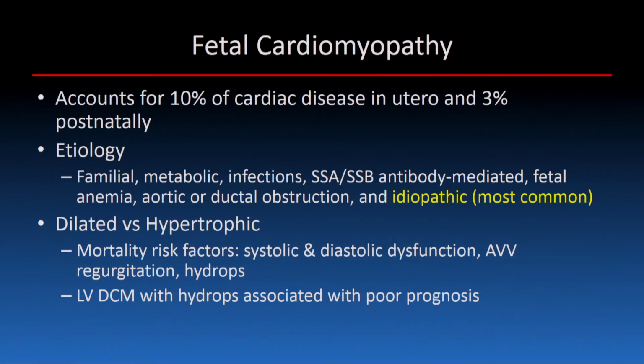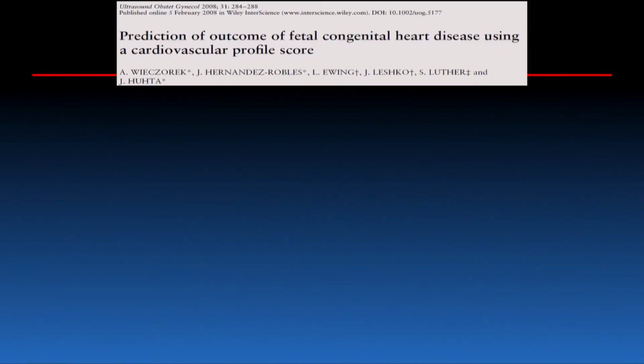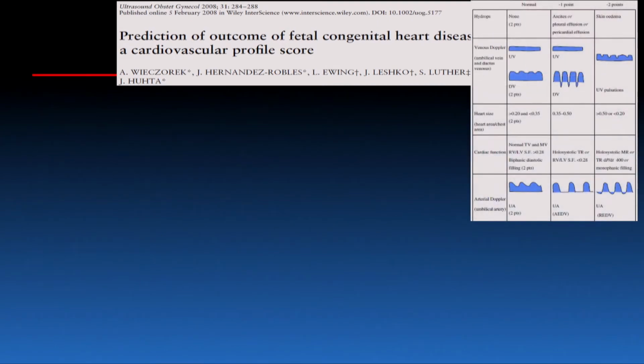And it's important to look at the dilated versus hypertrophic cardiomyopathy seen in utero, with mortality risk factors for both being significant systolic and diastolic dysfunction, AV valve regurgitation, and hydrops. In those patients with dilated cardiomyopathy, the left ventricle and hydrops have a very poor prognosis. Dr. Jim Huhta developed the cardiovascular profile score, which we should all be very familiar with, which is a 10-point scoring system under 5 different criteria listed there.